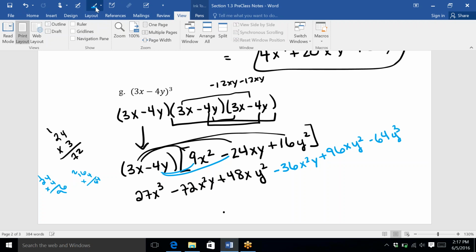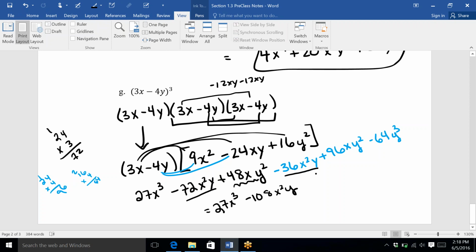Okay, so now we're looking at, do we have like terms? Nothing to go with 27x cubed, so that's just going to be combined as one big term that it already was. Let's see. This is an x squared and a y, and so is this. It has to be the same exact variables with the same exact powers. You can't use 48 and 96 because they both have x to the first and y squared. So we're just adding negative 72 and negative 36 together. So that is negative 108x squared y.